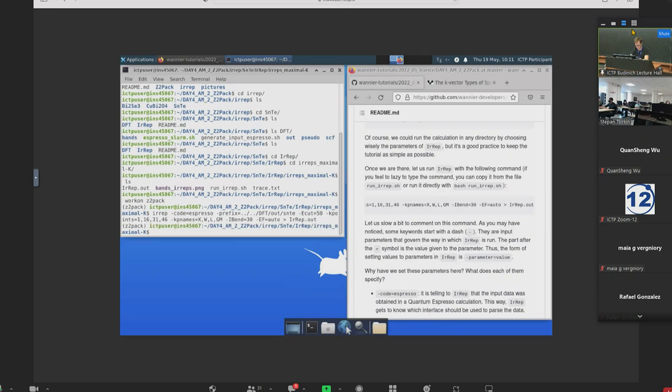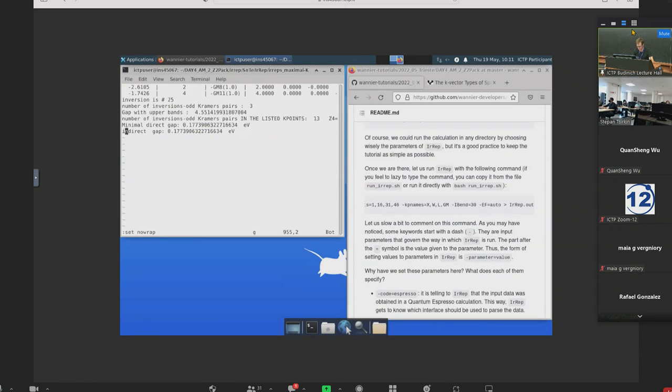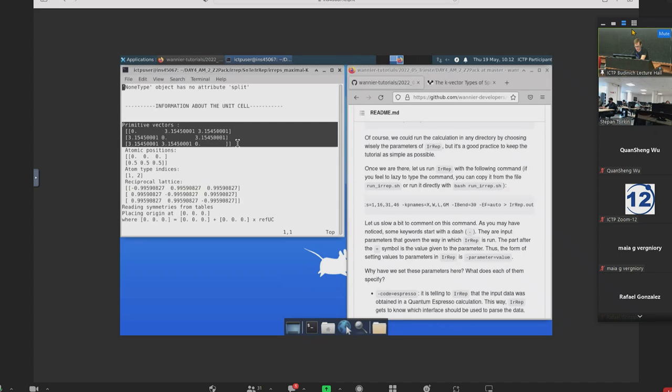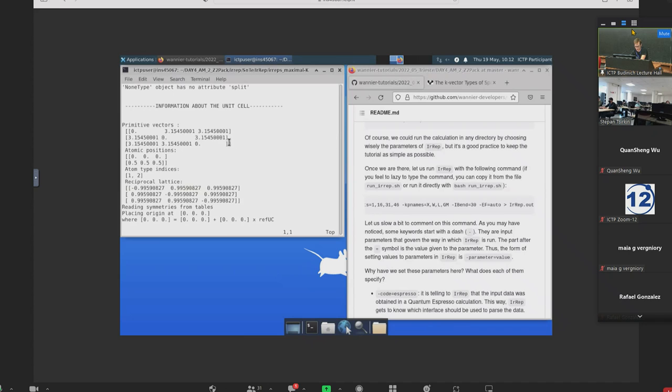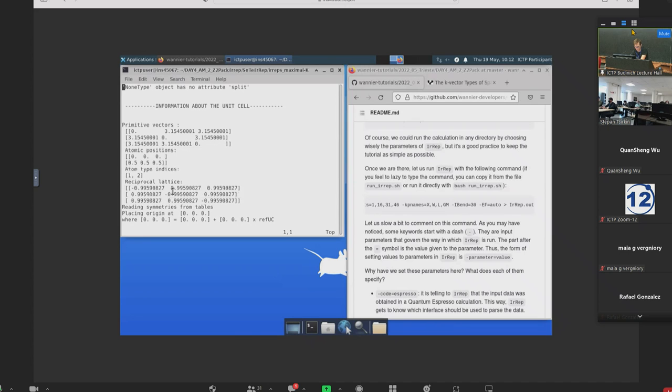It takes some seconds. Now let's have a look at the output file. We don't want wrapping of the output. First, it reprints the primitive vectors of the unit cell that we used in the DFT calculation. In this case it's a primitive unit cell. Then also information about the atoms that are in the unit cell, and the reciprocal lattice.